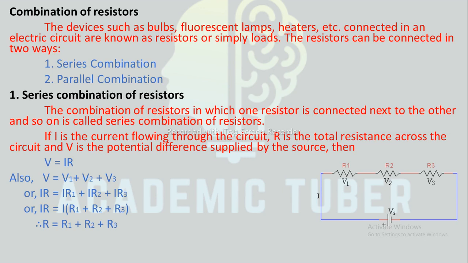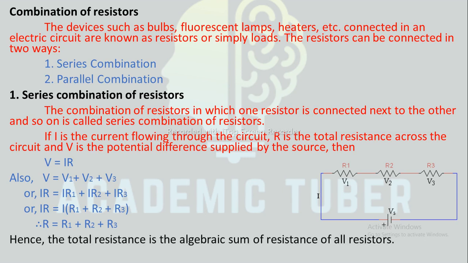Therefore, we can cancel I and I. Therefore we get total resistance R equals R1 plus R2 plus R3. Hence the total resistance is the algebraic sum of the resistances of all resistors.